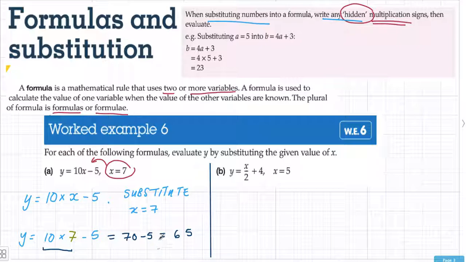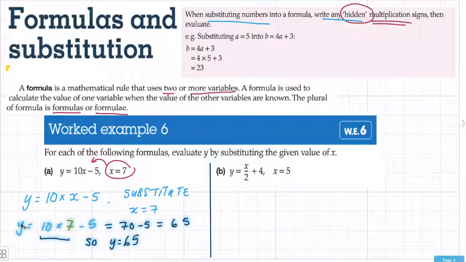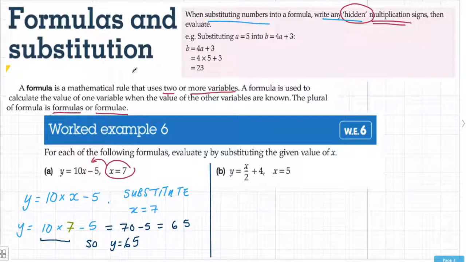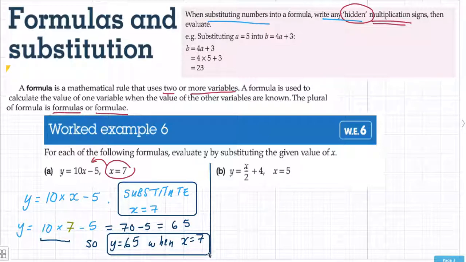So the answer for this question is y equals 65. And if you want to be really exact with it too, what you can do is actually say that y equals 65 when x equals 7. And what that tells someone is, well, it doesn't equal 65 all the time, but it equals 65 if you have this particular substitution in your formula. So this is your answer, y equals 65 when x equals 7.